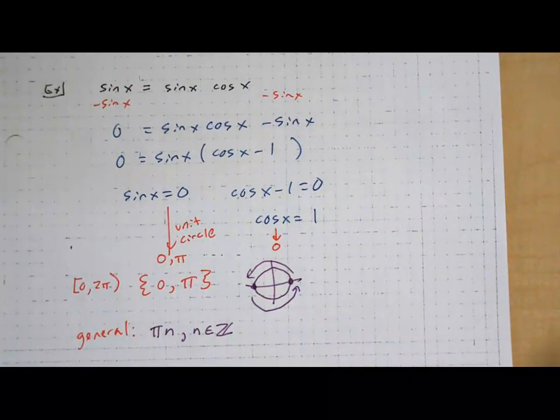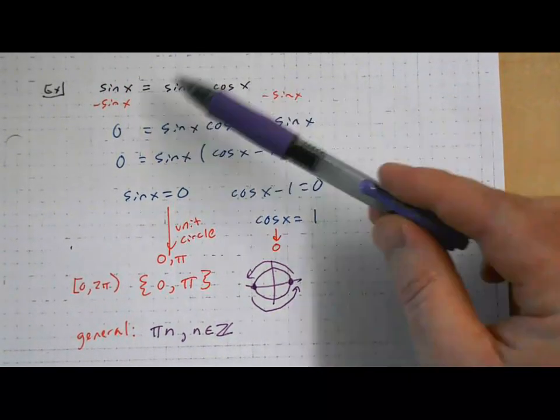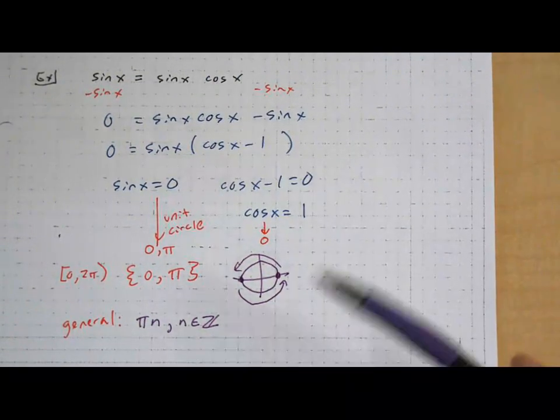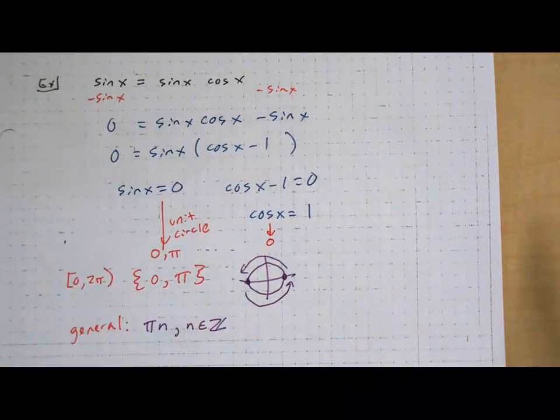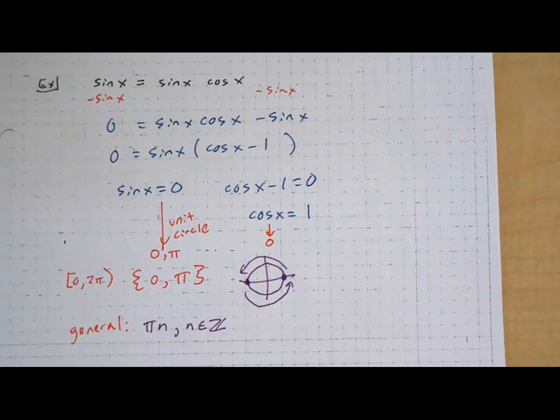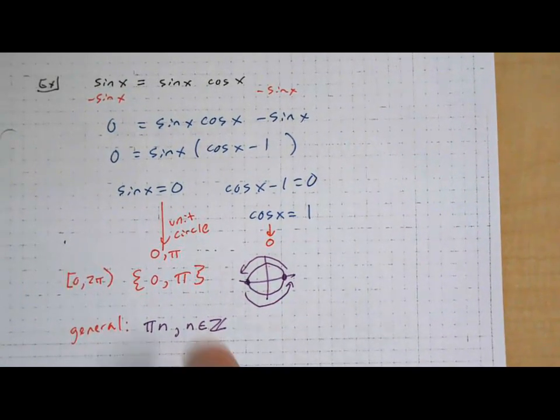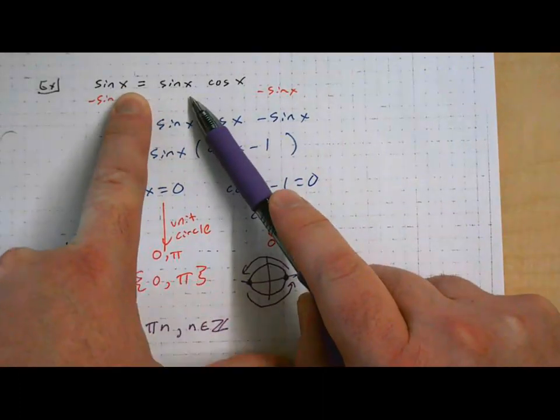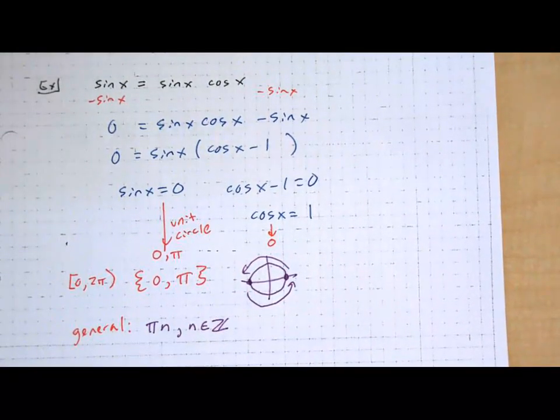So what's my big message to you when you see an equation that's got a sine x or a cosine x on both sides? Are we ever going to divide to get rid of that thing? No, we'll get a 0 on one side and factor it out. If you're ever tempted to solve an equation by dividing by something that has a variable in it, get that 0 and factor it out instead.